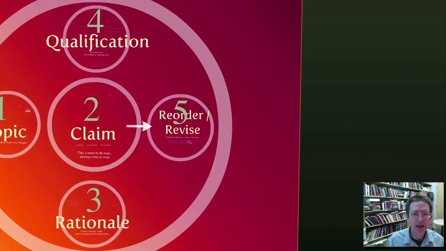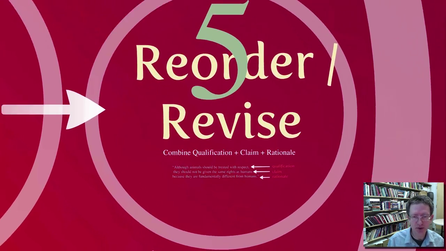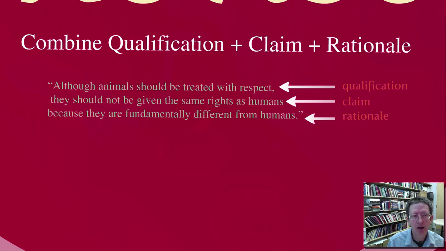The fifth thing is to reorder and revise. And this means that you're taking the qualification and the claim and the rationale and you're putting them all together. So let me show you how I've done that. Although animals should be treated with respect, they should not be given the same rights as humans because they're fundamentally different from humans. Now, does that sound like a good claim to you?